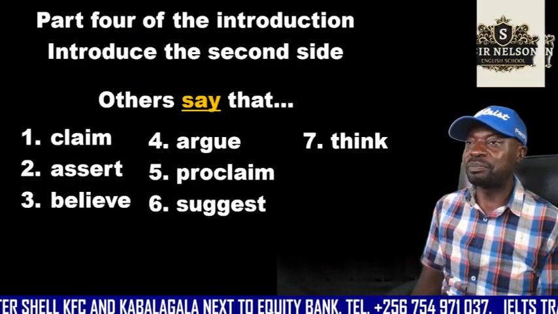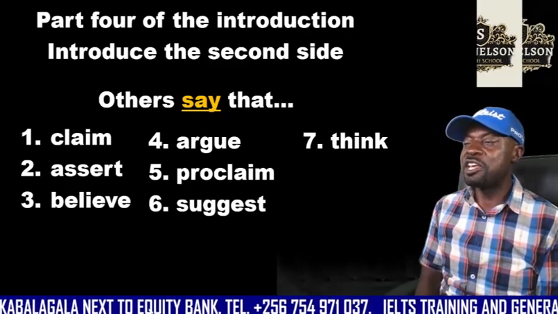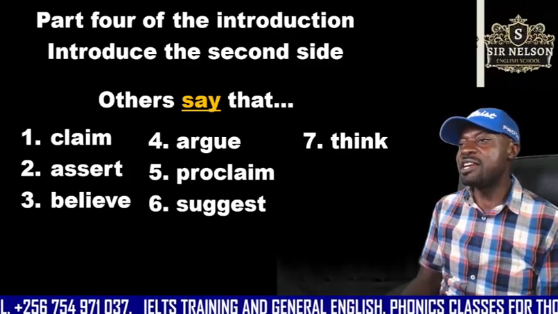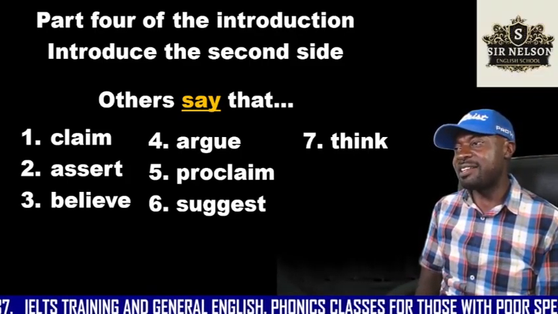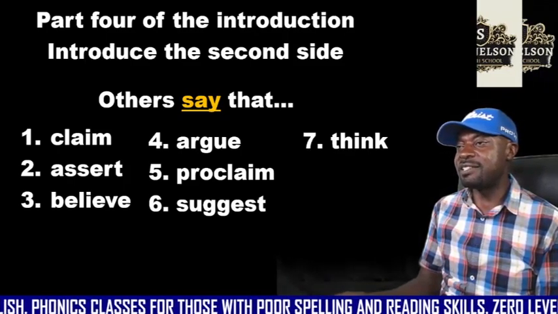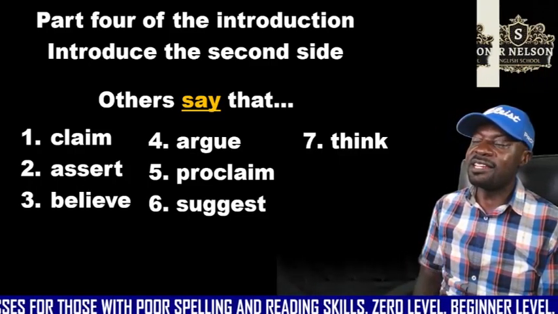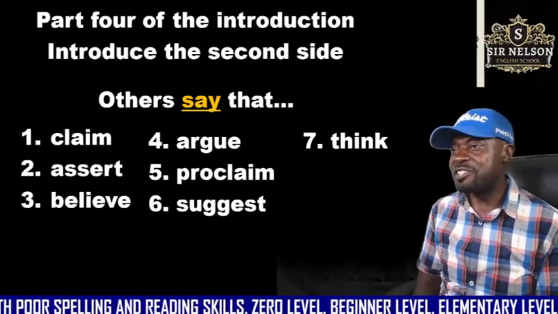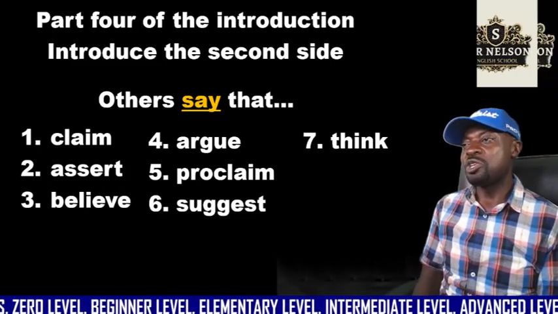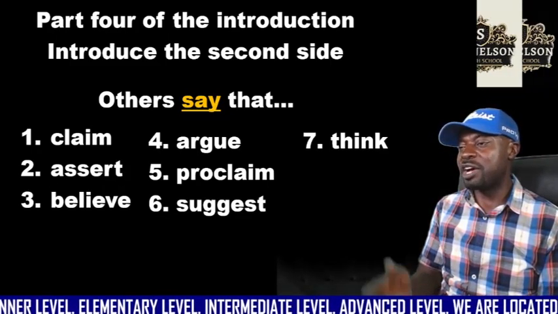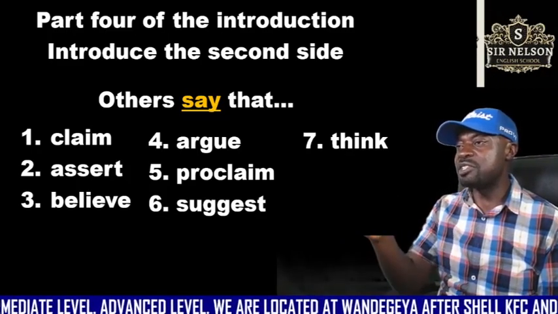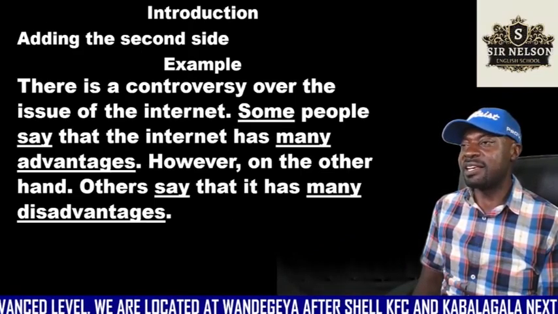Add a third part. Part 4 of the introduction, introduce the second side. Before you introduce the second side, you need a linking phrase. Others say that. Remember, the first side was the internet has many advantages. The second side is the internet has many disadvantages. But before you put that, you can say others say that. Like we have seen, you don't have to use the word say all the time. You choose any of these. Others say, use any of these verbs instead of say, and then you add the second side.